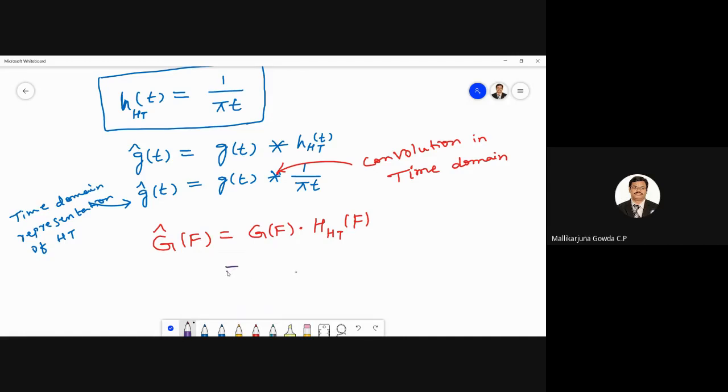So I can write it as what? G of f into, what is the value of H_HT of f? It is minus j sgn of f. Minus j sgn of f. Okay, so I can rewrite this as minus j sgn of f into G of f. So this is in frequency domain.